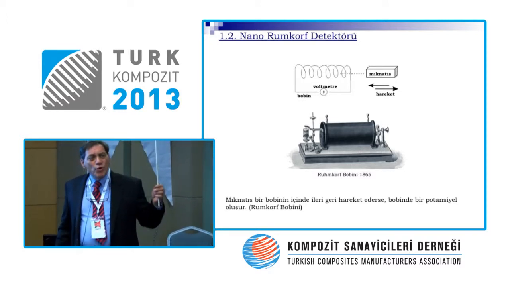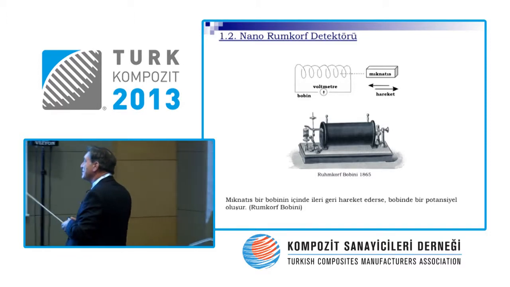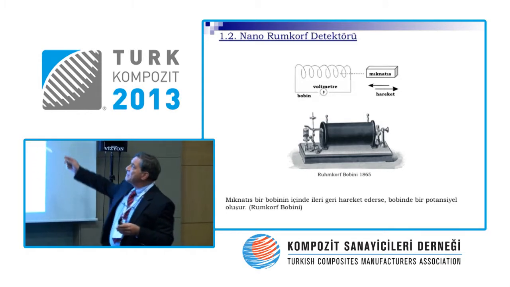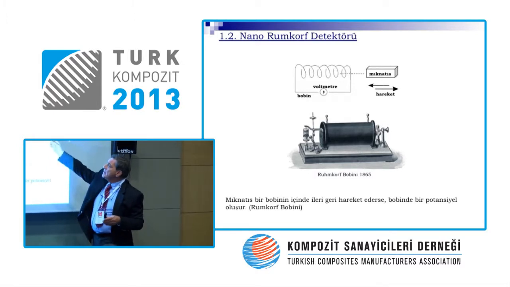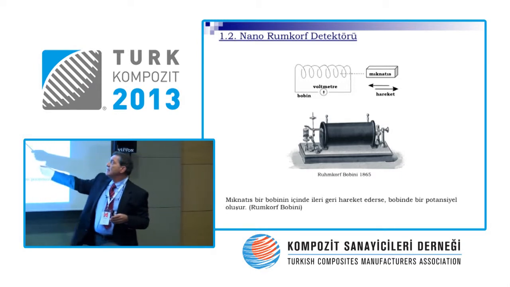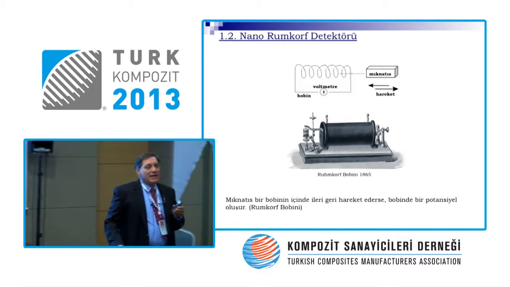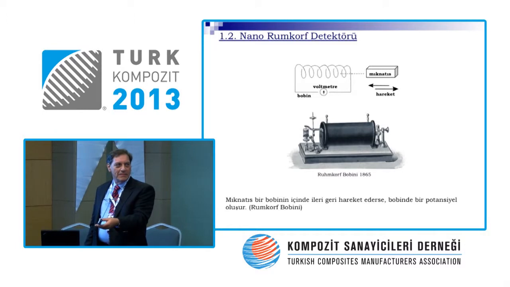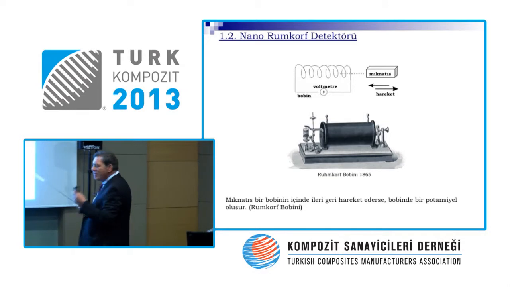Let me take you to the Ruhmkorff coil. It was made in 1865, 200 years ago. It's a very simple principle of physics. It's a coil, and when you move the magnet inside the coil, you create a potential, and you can calculate that voltage. There are plenty of applications like that. The electricity generator's principle is this. It has been known for centuries.